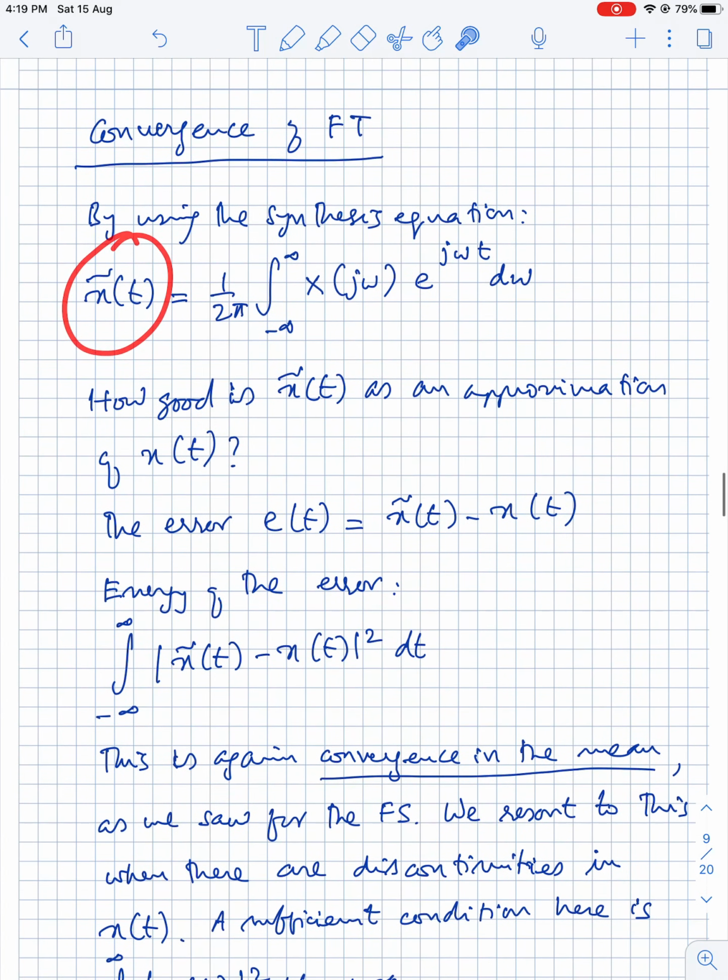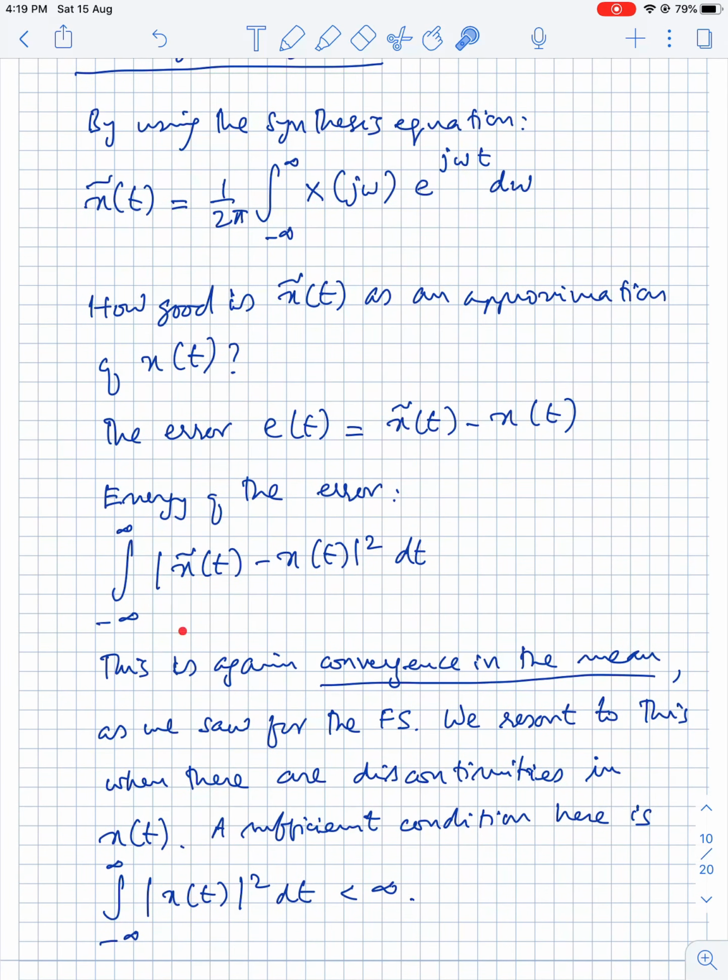Now the question is, how good is x tilde of t to represent x of t? As in the case of Fourier series, we determine an error, which is the difference between x of t and x tilde of t, and we define the energy of the error, which is the integral over minus infinity to plus infinity of the squared error dt.